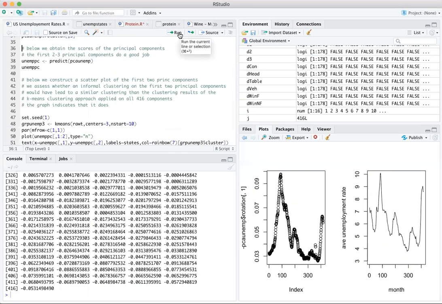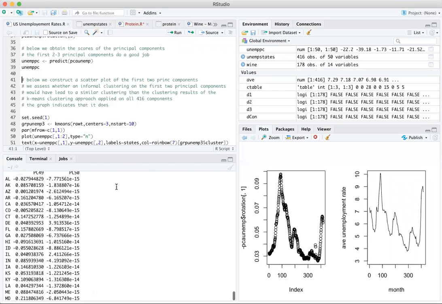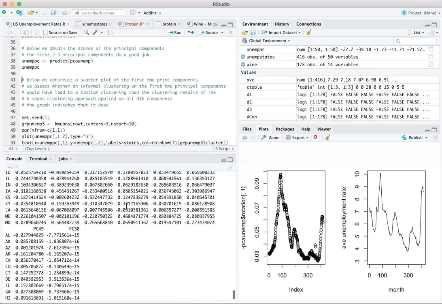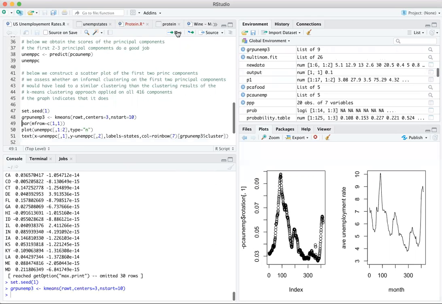The first 2 to 3 principal components do a good job. We could check the first 2, 3. Below we construct a scatter plot of the first 2 principal components. We assess whether an informal clustering on the first 2 principal components would have led to a similar clustering as the clustering results of the k-means clustering approach applied on all 416 components. The graph indicates that it does.